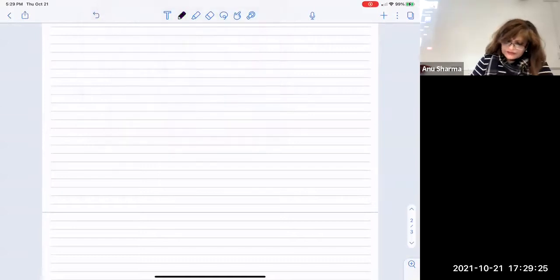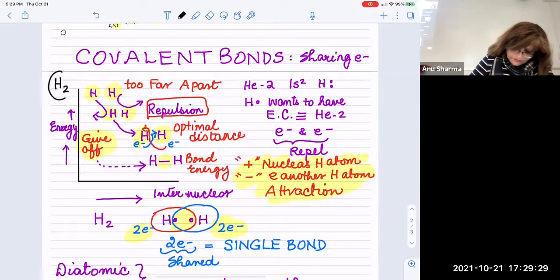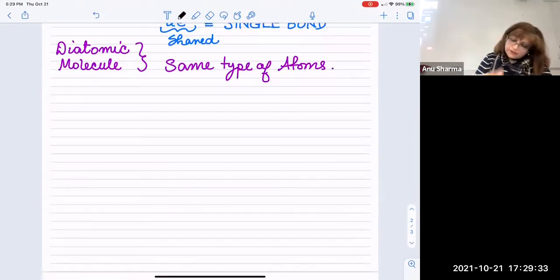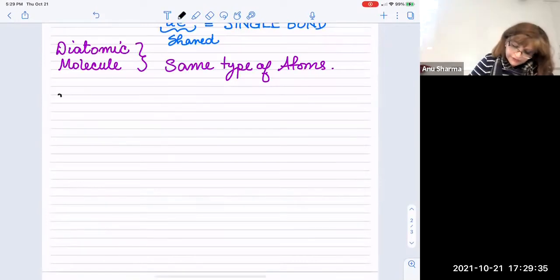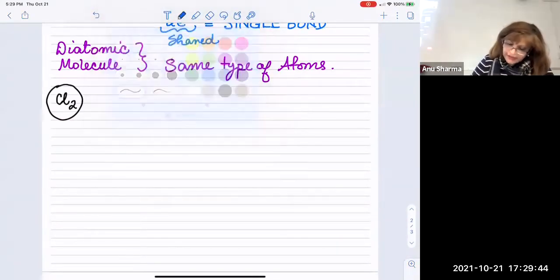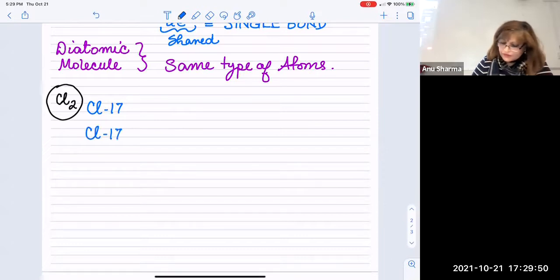let's look at, this is one example where hydrogen is used, H2. Let's look at a scenario with chlorine, Cl2, which is also a diatomic molecule. So chlorine has 17 electrons. Another chlorine also has 17 electrons, with 7 valence electrons.